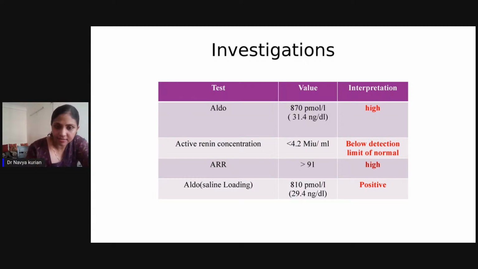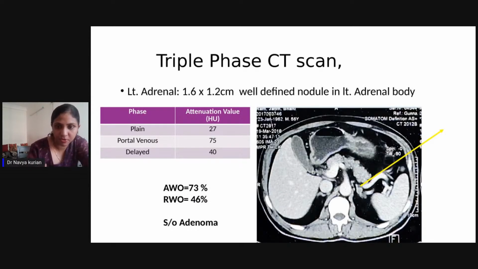For the saline loading test, 2 liters of normal saline is infused over 4 hours, and a post-infusion aldosterone sample is taken. If it's more than 10, it is suggestive of primary hyperaldosteronism. Our patient's aldosterone value post-saline loading was 30 nanogram per deciliter, so he was confirmed to have primary hyperaldosteronism. So we proceeded for anatomical localization. A triple phase CT scan of the abdomen was done, which revealed a macroadenoma in his left adrenal.